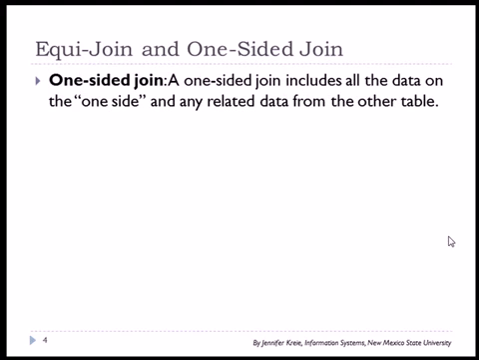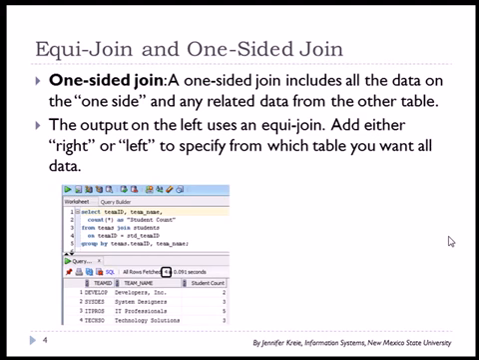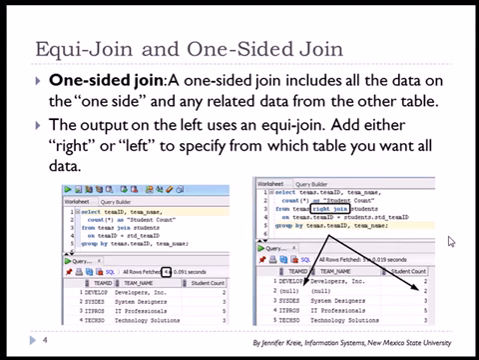So a one-sided join is a way that you can deal with viewing all the data from a table, even if there's no related data in another table. The output on the left uses an equi-join. Add a right or left as a word in front of the word join and you will get a one-sided outer join. In this example we have in the from clause from teams right join students. That means we will look at all student rows even if they don't have an assigned team.